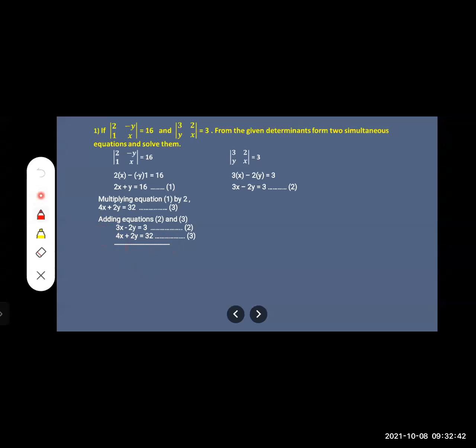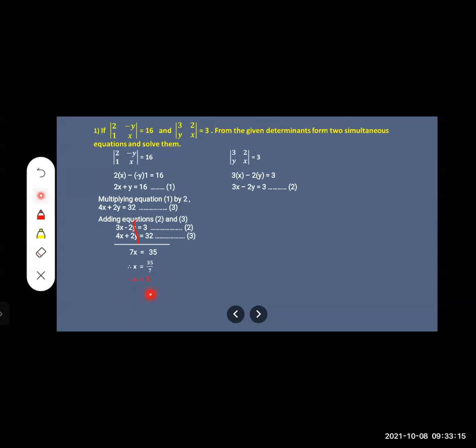Okay, so while you're adding, what will happen? This minus 2y plus 2y get cancelled. So what will be remaining? 3x plus 4x, how much will we get? 7x equal to 32 plus 3, 35. So 7x equal to 35 you will get. So what will be the x value? Therefore, x equal to 35, this 7 will come to the denominator. Okay, x equal to 35 upon 7. So what's the answer you will get? Therefore, x equal to 5.